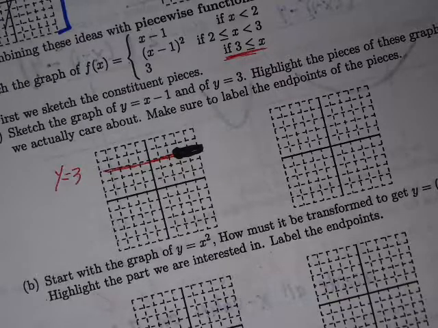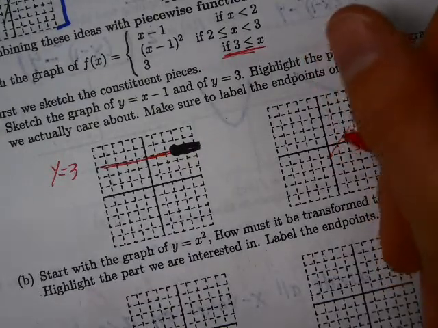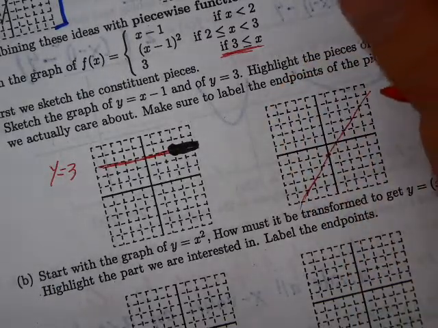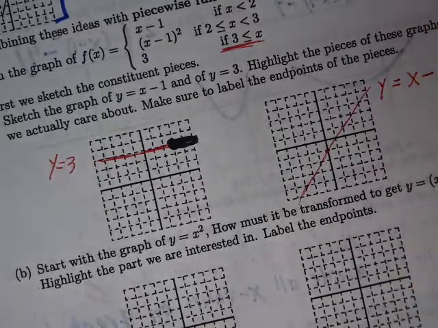Straight line. What's its slope? What's its y-intercept? So slope of 1, y-intercept of -1. There's the graph of y equals x minus 1. For what x values do I care about that graph?